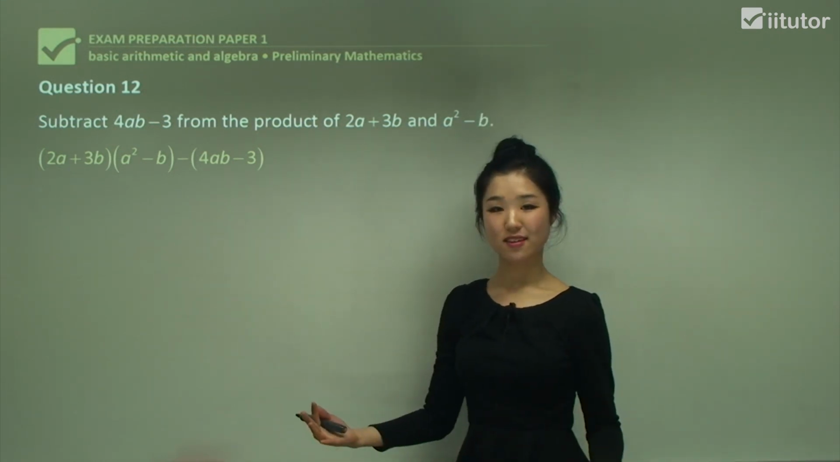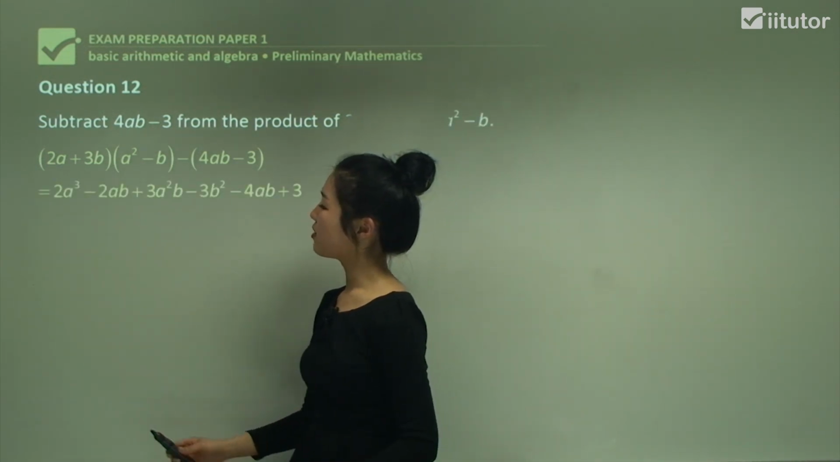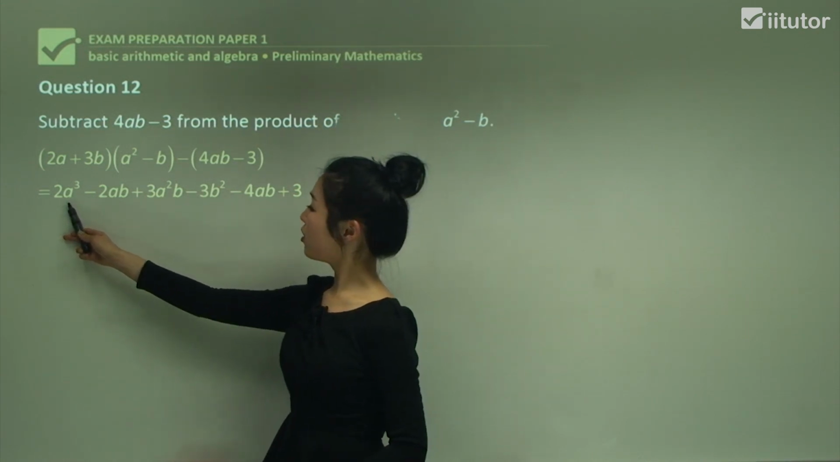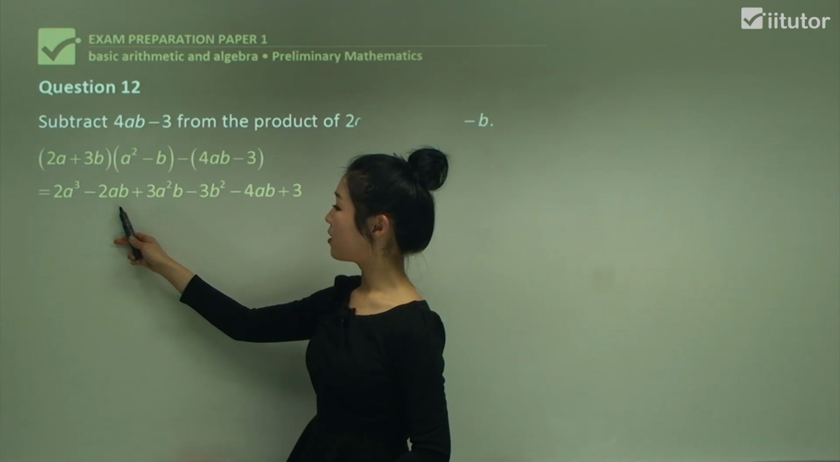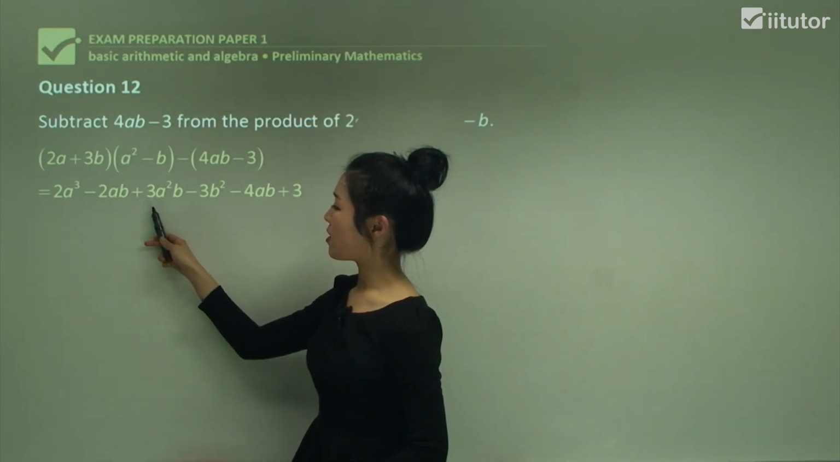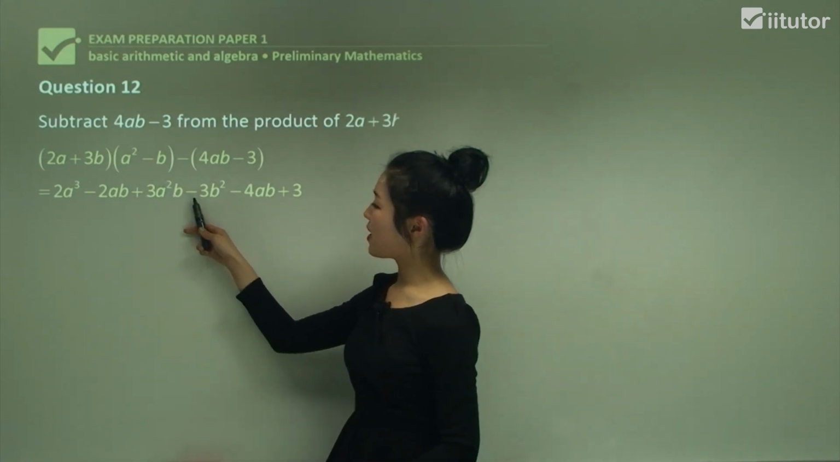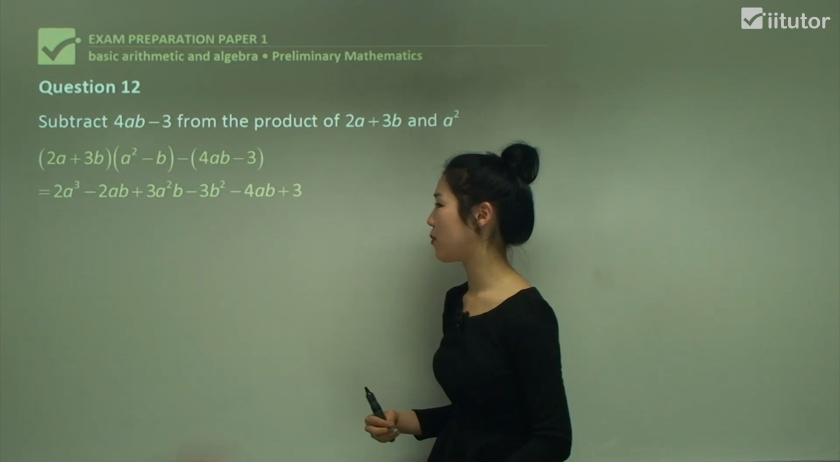Now let's expand. On your next step, we'll expand. You should be able to expand this one. It should be 2a times a squared is 2a cubed. 2a times negative b is negative 2ab. 3b times a squared is 3a squared b. And 3b times negative b is negative 3b squared. Make sure you watch out for the signs as well.